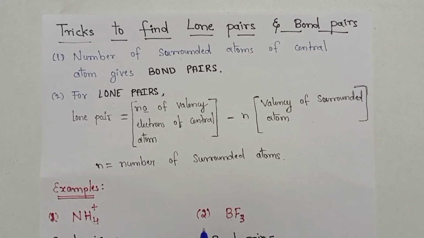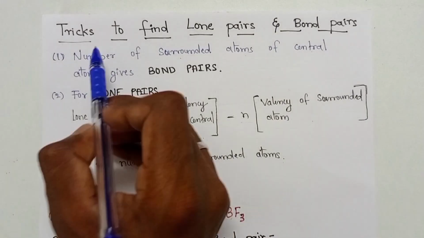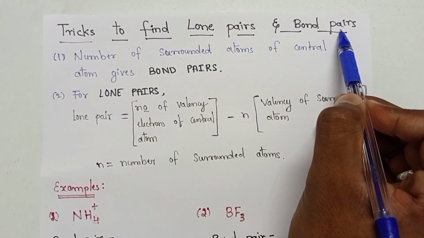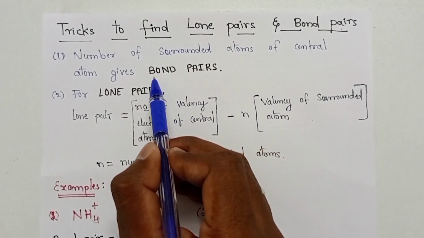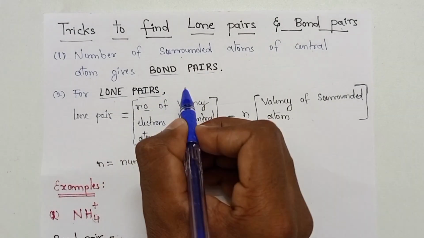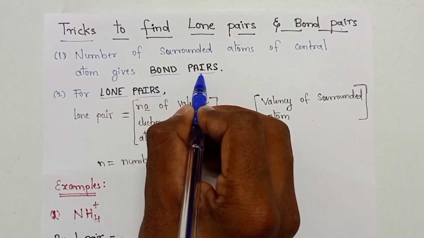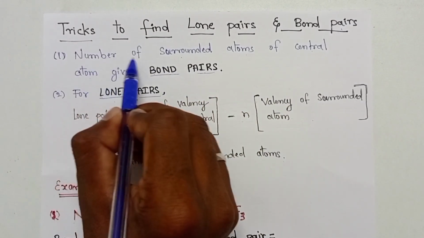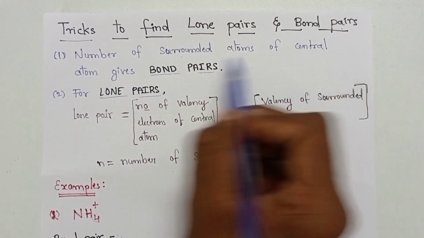In this video, we are going to discuss tricks to find the number of lone pairs and bond pairs. With the help of some tricks, we can easily find out the bond pairs and lone pairs. First, we are going to discuss bond pairs. Bond pairs is simple. First, we have to calculate the number of surrounded atoms of the central atom.